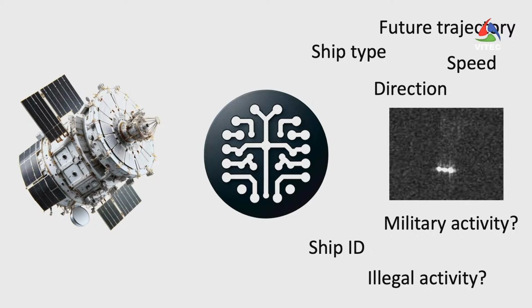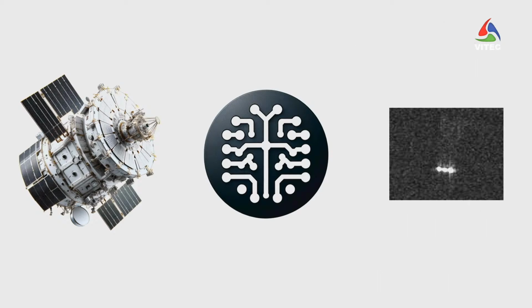You can, in some cases, though not with SAR data yet, actually estimate the specific ship identity. You can estimate, is it currently doing some sort of military activity? Is it legal activity? What is its future trajectory? And all of these things. But today, I will provide some data to you, and then in the workshop, we will have some models, and then we'll just detect ships. Great.